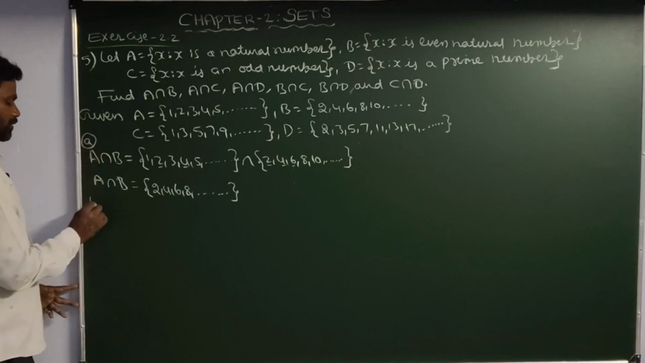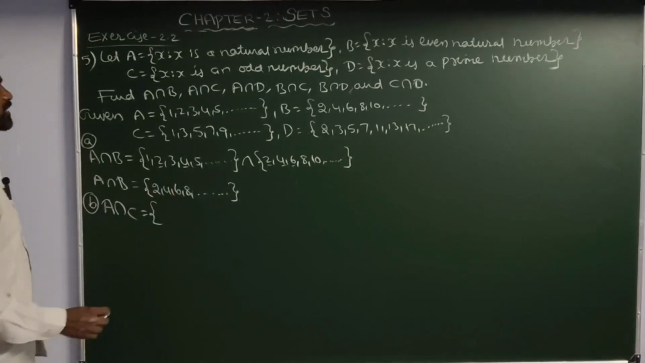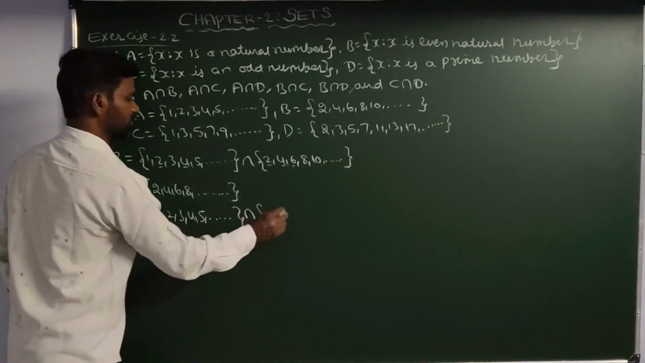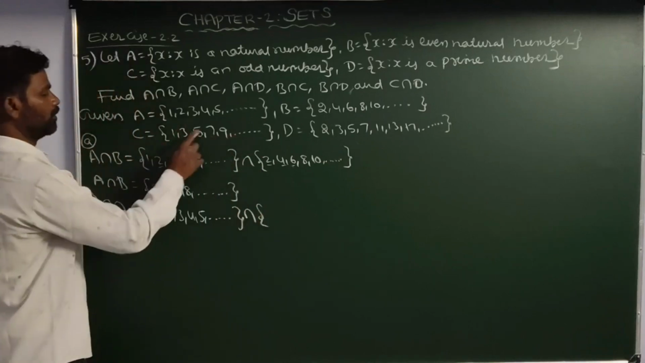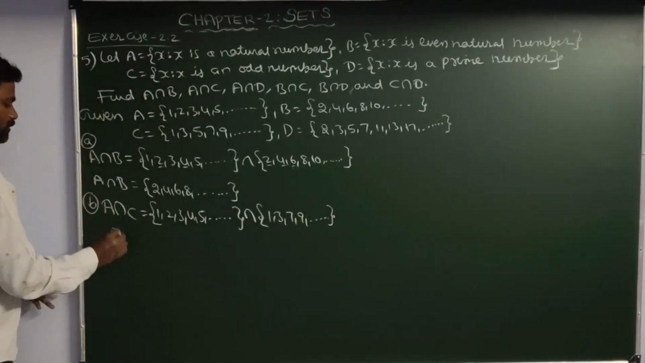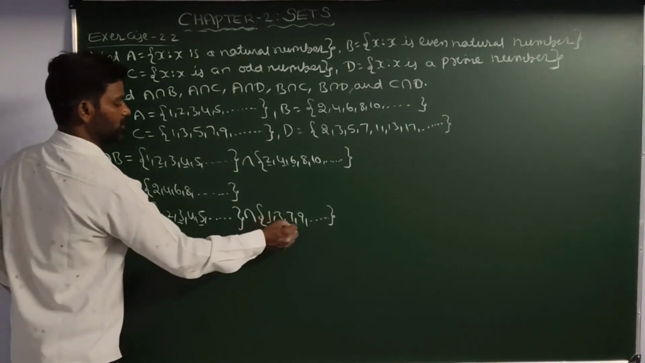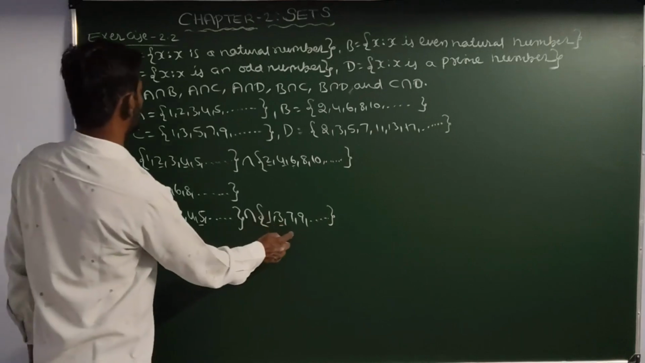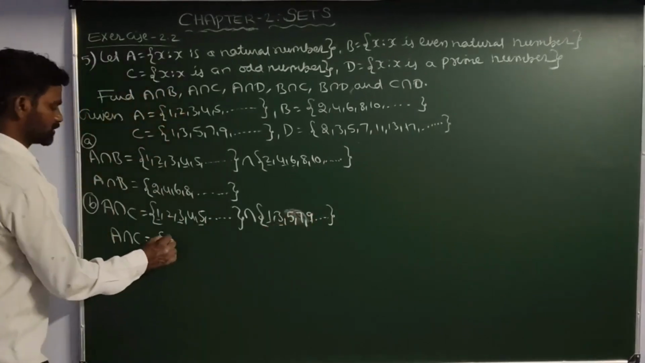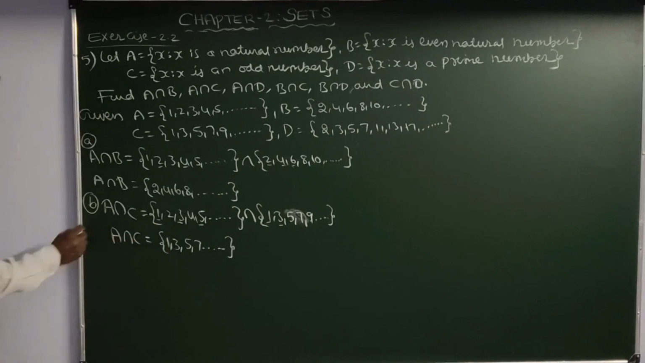Let me write here A, this is B, and the second one is A intersection C. What are the elements of A? 1, 2, 3, 4, 5, and so on. Intersection C. The C elements are odd numbers 1, 3, 5, 7, 9, and so on. Once again we have to write the common elements. The common elements are 1, 3, 5, 7, 9, and so on. That is A intersection C.